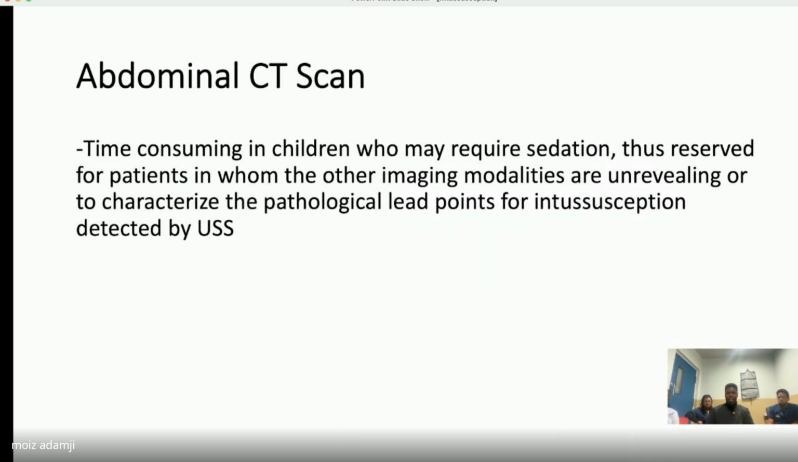So abdominal CT scan, it's good to do when the environment can support you, because most of the time it's time consuming, especially for children who may require sedation. For the patient in whom the other imaging modalities are inconclusive, or to characterize the pathological lead points for intussusception detected by ultrasound, you may do the abdominal CT scan.